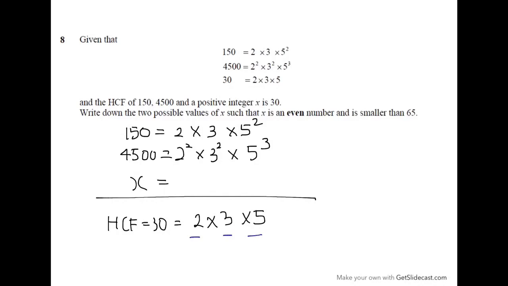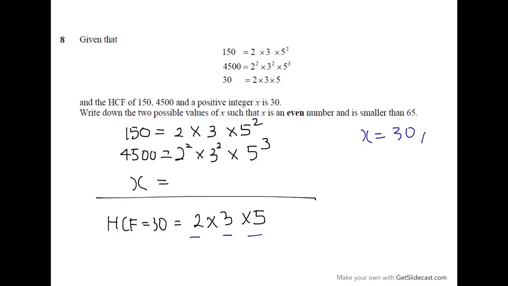It means that x must actually have the factors 2, 3, and 5, which give us the first number, 2 times 3 times 5, which is 30. So I know that x can be the first number, 30. Now, how do I find the next x value?